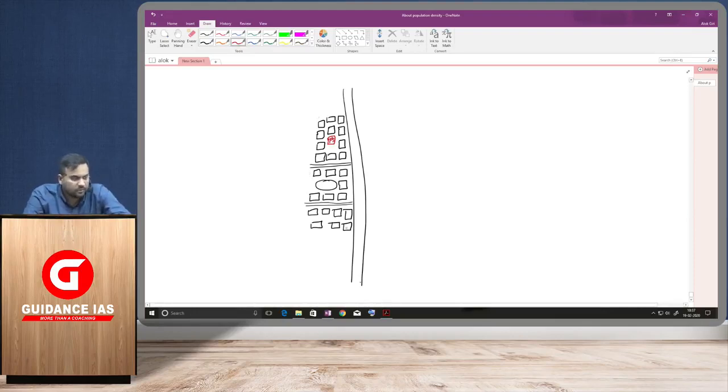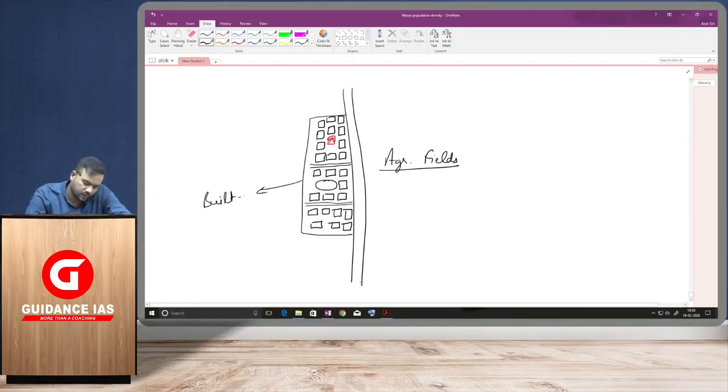So this is which type of pattern? It is a rectangular pattern, and here this is the main village site. A compact village has been formed like this, and this is your agricultural fields. These are the areas which are agricultural fields. Okay? So this is the built up area.